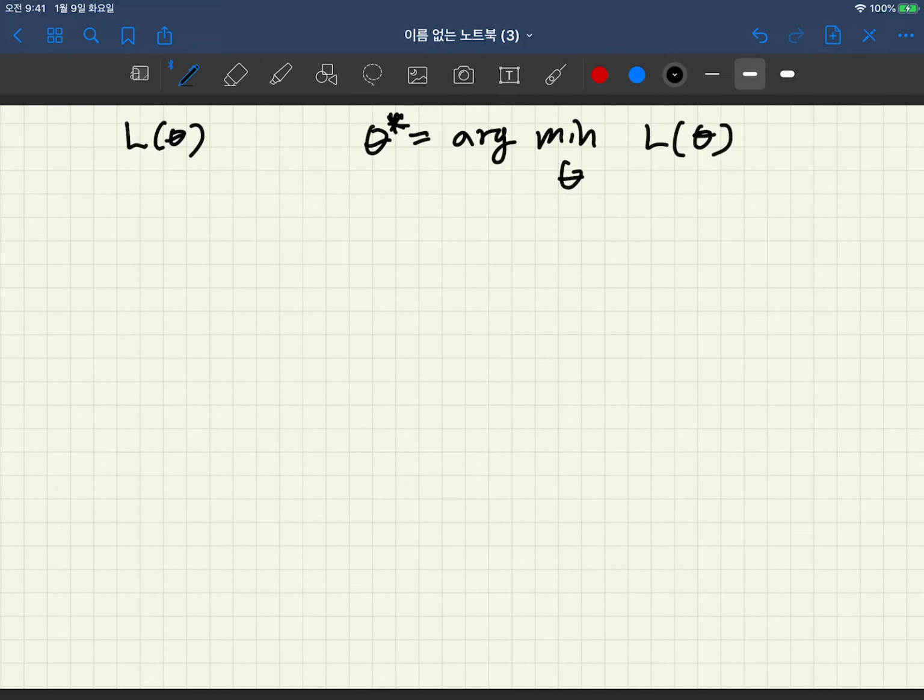So indeed, there is no universal machine learning algorithm that can easily find your theta star immediately. But the gradient descent algorithm is a very nice approach that can at least provide you a local optima. So here local optima means... so this is gradient descent. So what is the local optima?